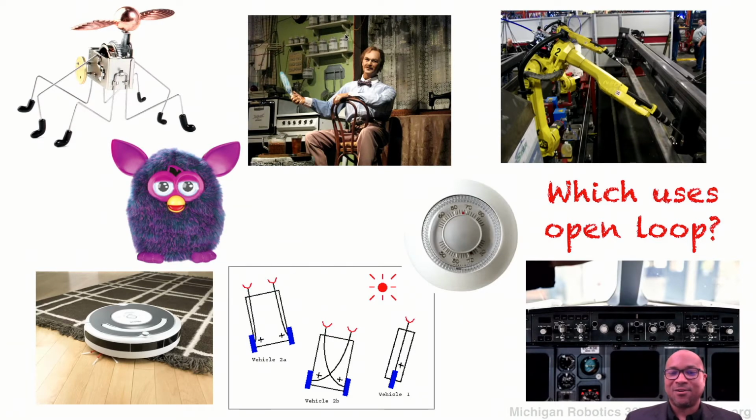Or let's say a lot of your commercial aircraft these days. When you take a commercial flight, a lot of that is done using control systems. So which ones of these should be open loop or closed loop? I'm going to let you think about that for a second while I go get a little bit of coffee.